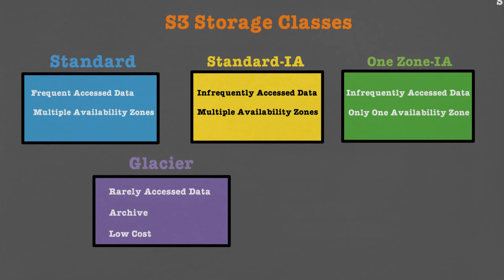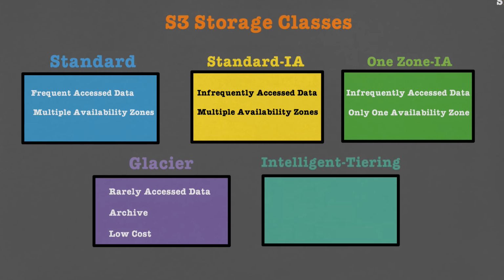Next, we have the Glacier class. You should select Glacier to store data that you are rarely going to access. A log archive will be the perfect example for when you should select Glacier.